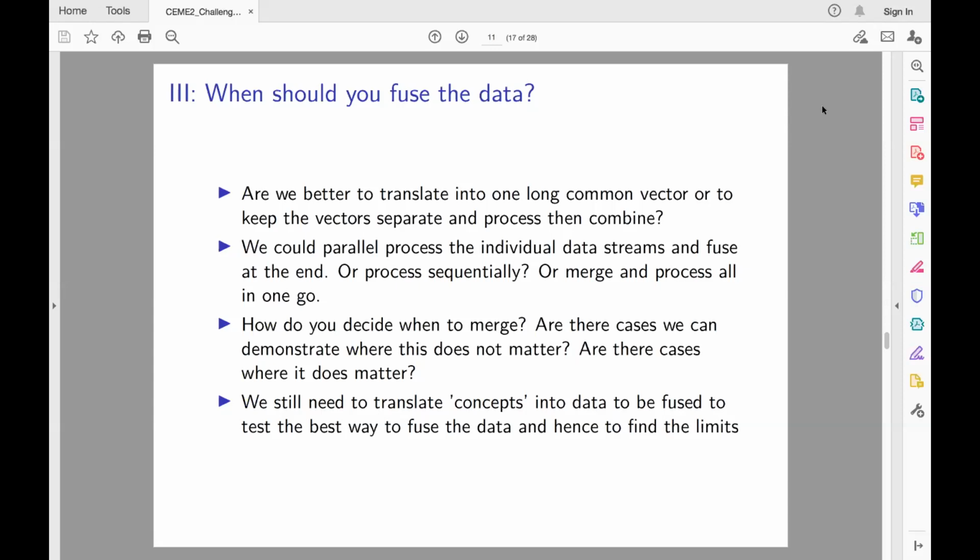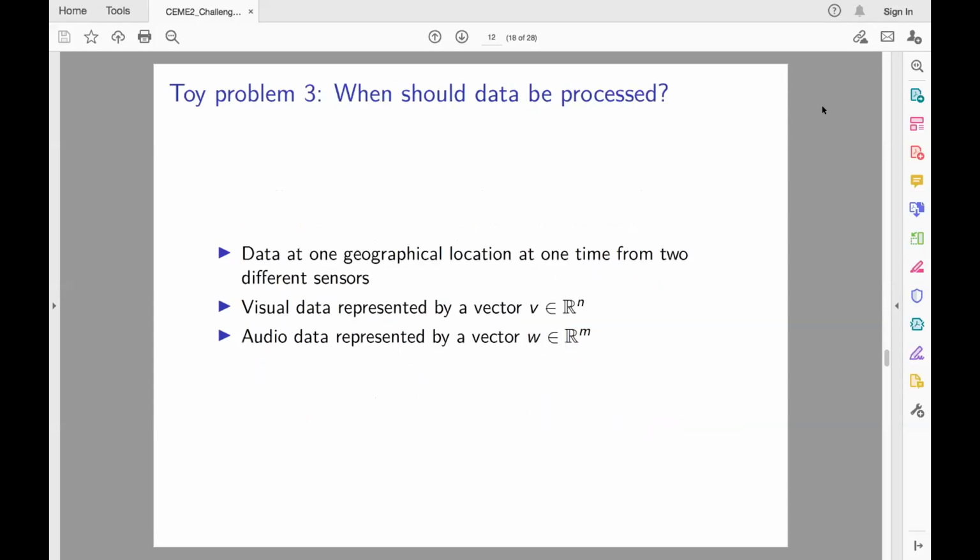We're not going to talk about that quite yet, but in the next slide, to get a handle on these questions, we looked at a very, very simple example. So in this toy problem, we assume that we just have data from one location at one time from two different sensors. And suppose we've got these two different data types, each represented by real valued vectors. Next slide.